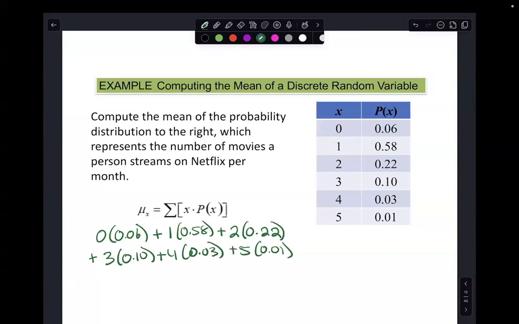So I'm just going to do that right here. Plus 1 times 0.58 plus 2 times 0.22 plus 3 times 0.10 plus 4 times 0.03 plus 5 times 0.01. So I got 1.49.